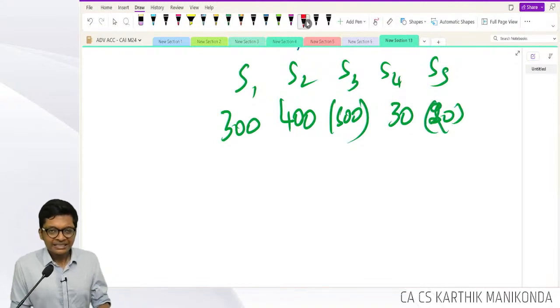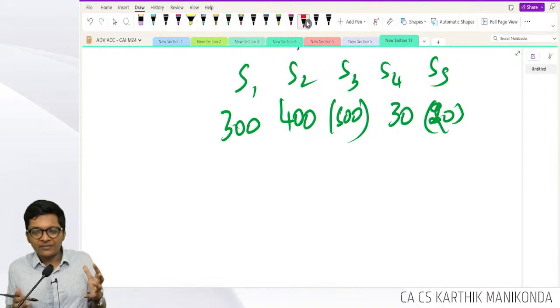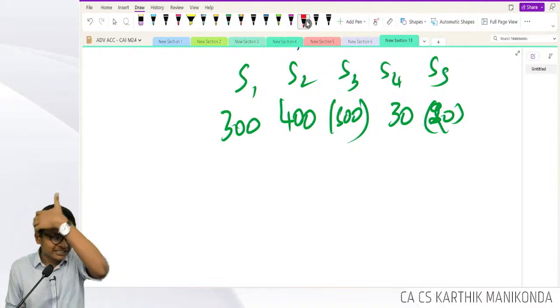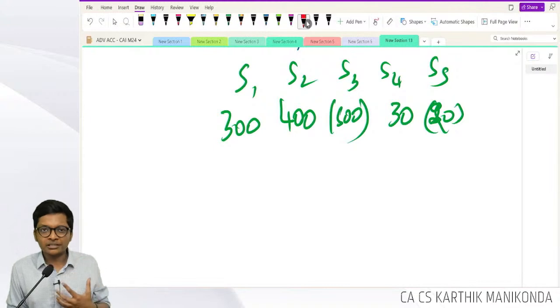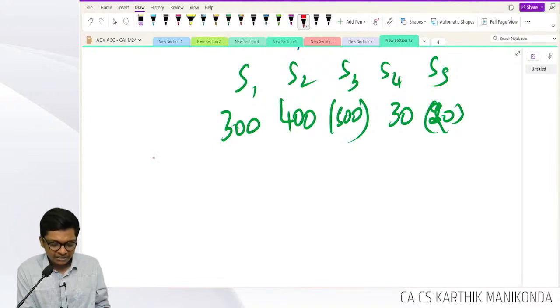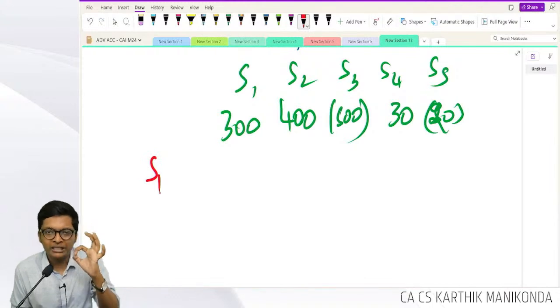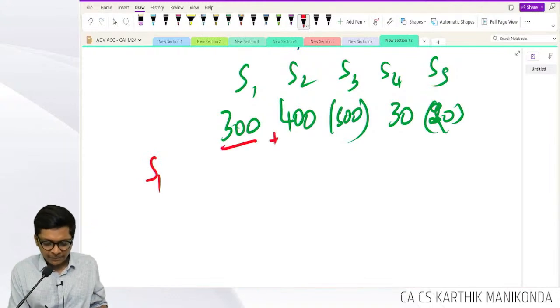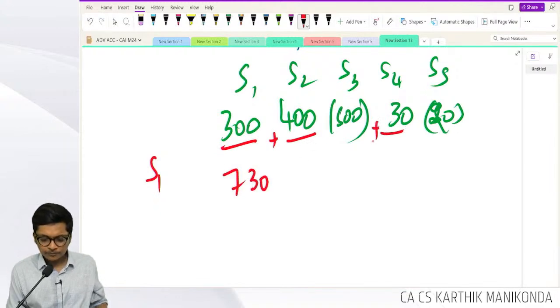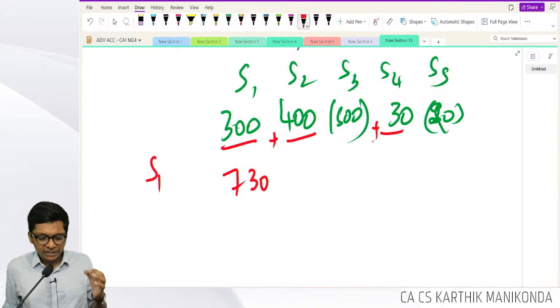How to do it? Steps. There is a logic, but we don't have time for the logic. It's a beautiful logic. We'll discuss after the exams. Then I'm going to ask logic in exam. What I need in exam? Step 1. Compute total profit only. Only profit. 300 plus 400 plus 30, 730. Total profit only. Then total loss.